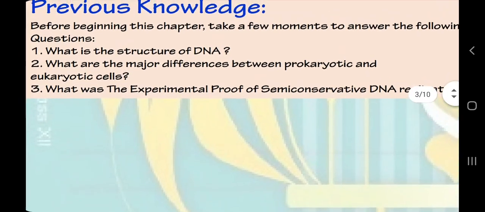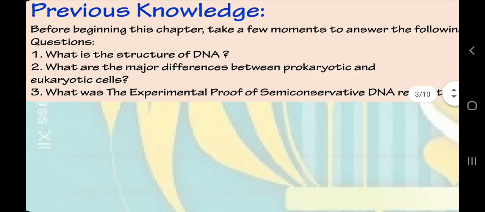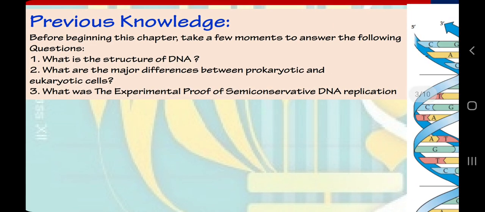The next thing we need is the differences between prokaryotic and eukaryotic cells. Let me tell you very frankly that from class 9th onwards, if you want to study anything in biology, you must be aware of the structure of prokaryotic and eukaryotic cells. For this chapter, every molecular mechanism we are going to discuss we will relate to prokaryotic cells and eukaryotic cells. And finally, the third thing required is the experimental proof, which I have already discussed in my previous video.